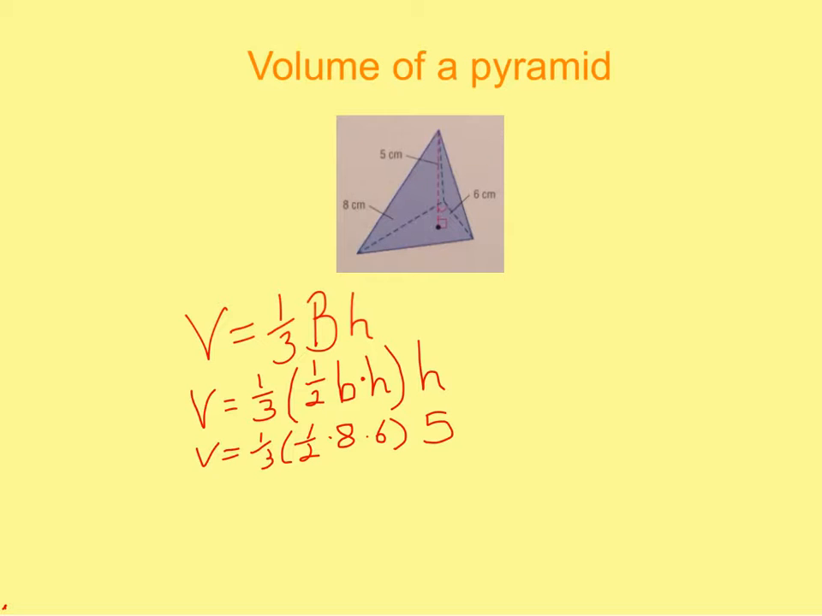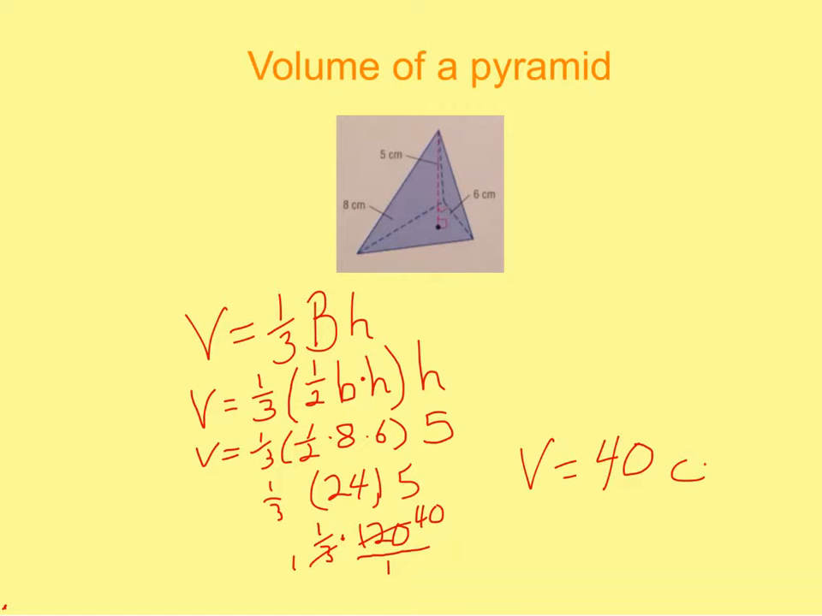Now, order of operations tells me I'm going to solve the parentheses first. So 6 times 8 is 48, and half of that is 24. Okay, and then times 5, times 1/3. Now, 24 times 5 gives me 120, and I'll take 1/3 of that. And remember, when we do this, we can simplify. So 3 goes into both of those, and when I multiply, I just go across. So that's going to give me my volume equals 40, and remember my label is centimeters cubed.